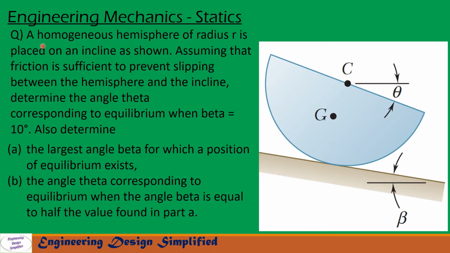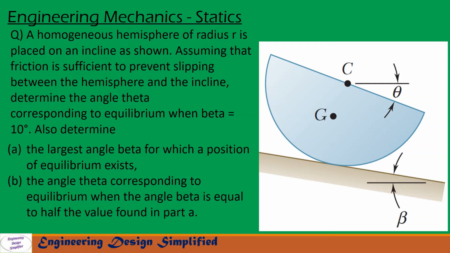Today's problem: a homogeneous hemisphere of radius r is placed on an incline as shown in the figure. Assuming that friction is sufficient to prevent slipping between the hemisphere and the incline, determine the angle theta corresponding to equilibrium when beta is 10 degrees. Also determine (a) the largest angle beta for which a position of equilibrium exists, (b) the angle theta corresponding to equilibrium when the angle beta is equal to half the value found in part (a).